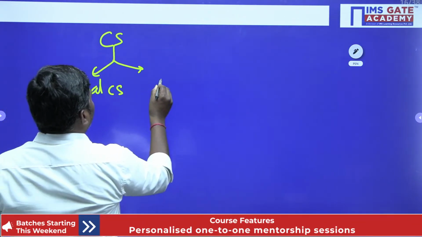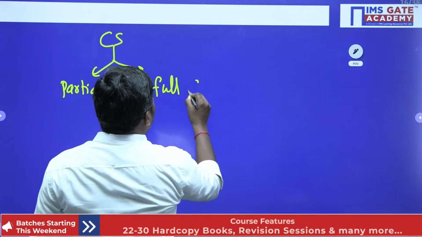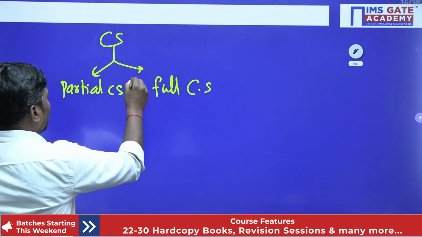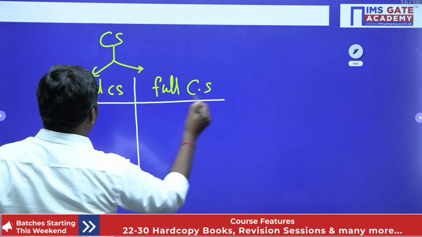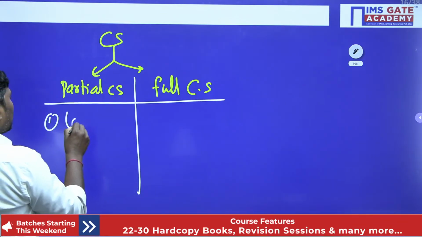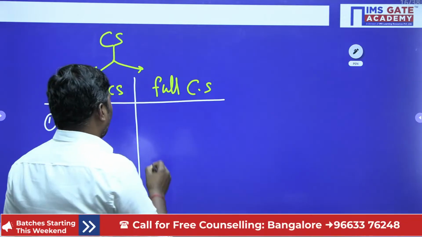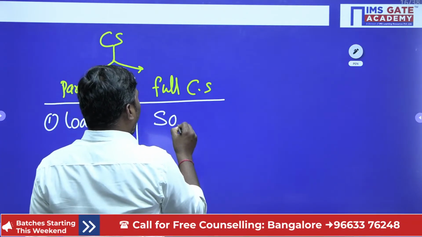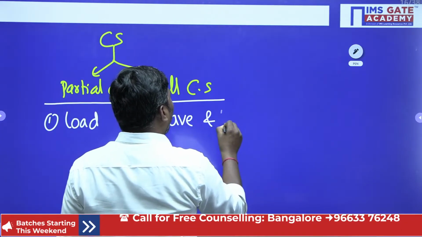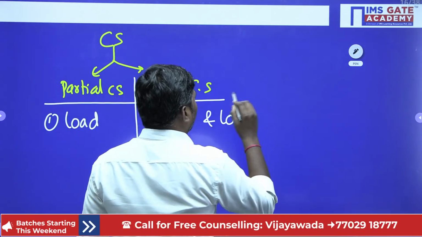Partial context switch. The second one is the full context switch. What do full and partial mean? Please observe. If only a load operation is done, we call that a partial context switch. If both save and load happen, then we call it a full context switch.